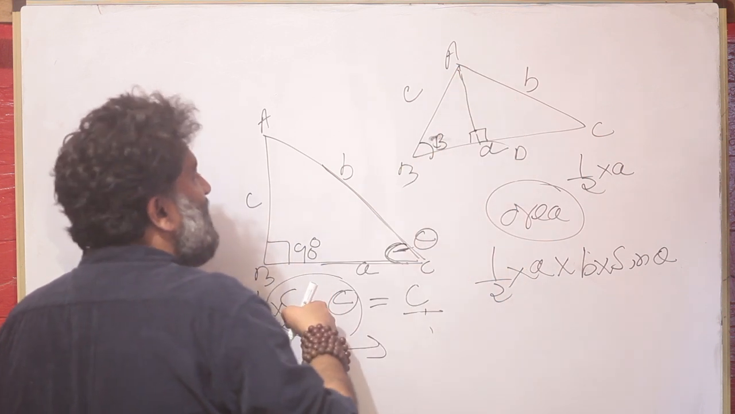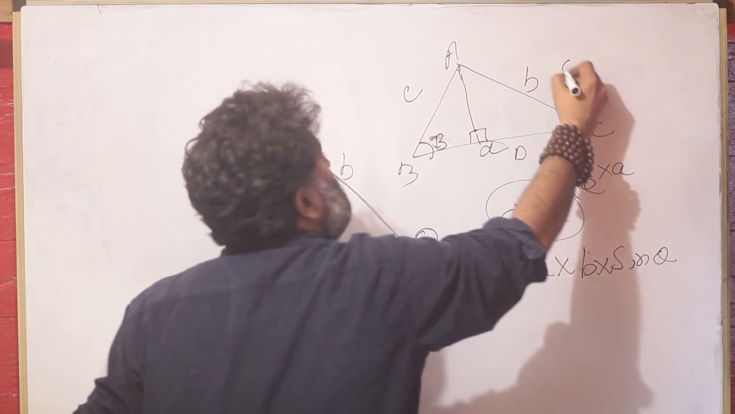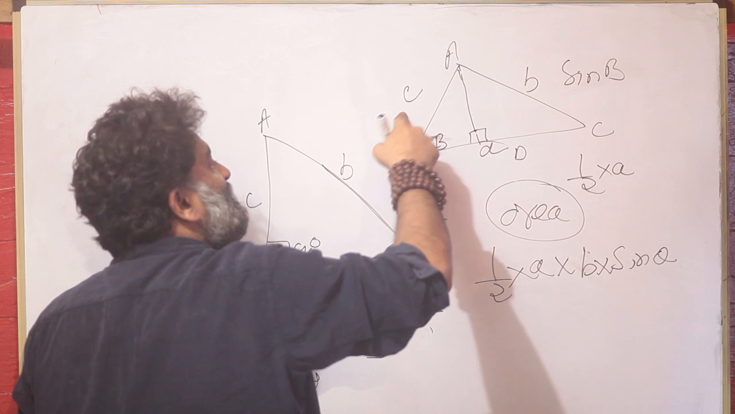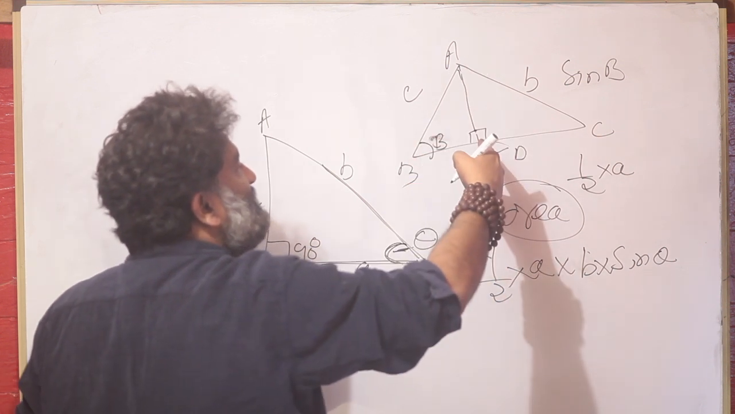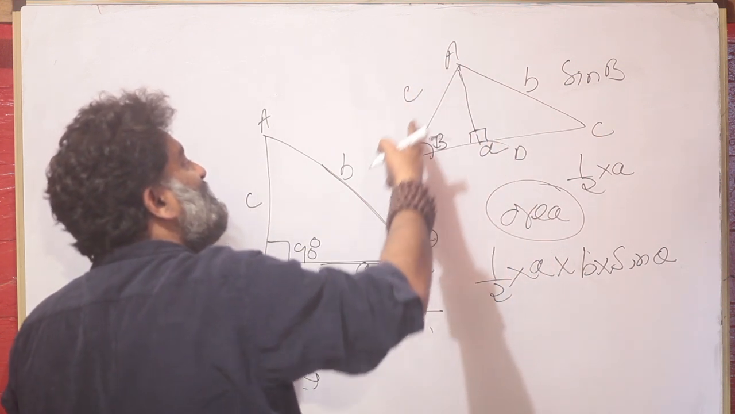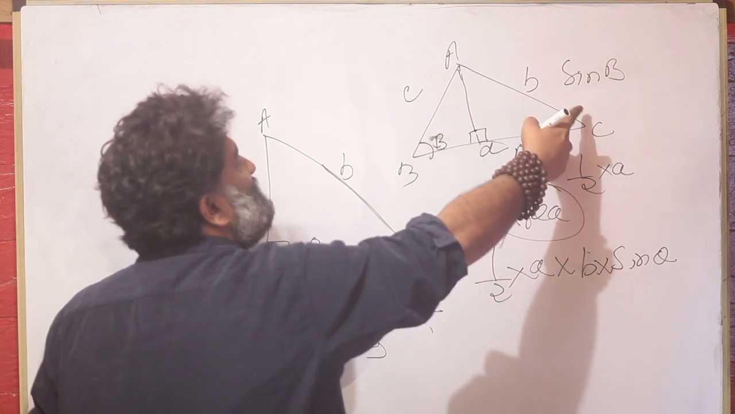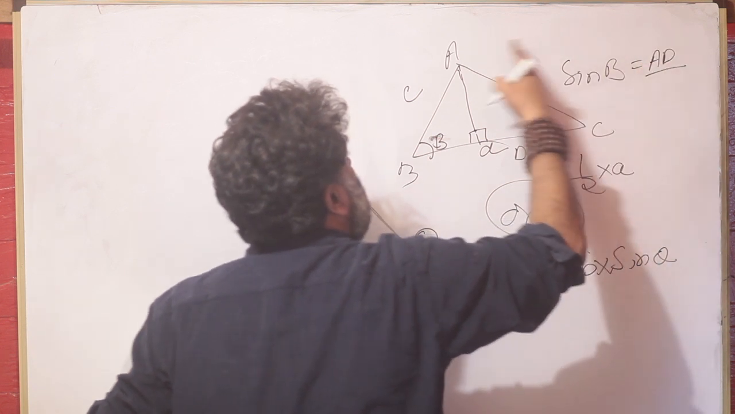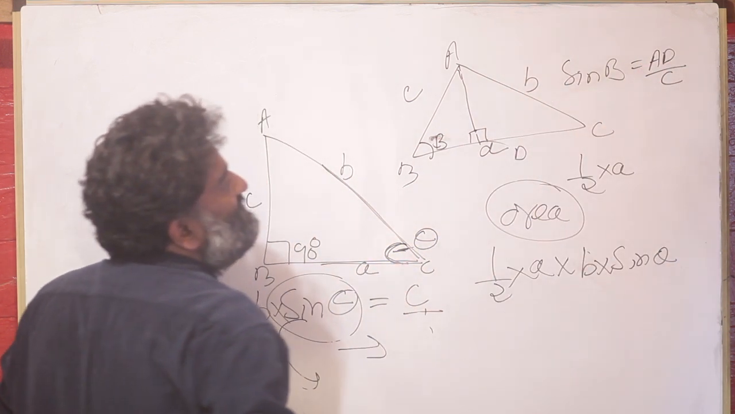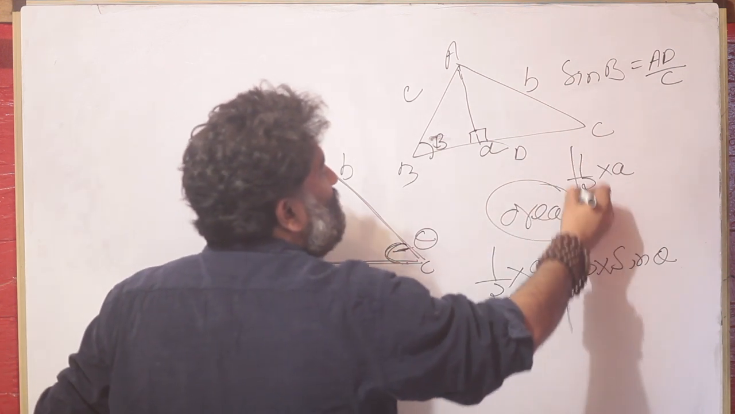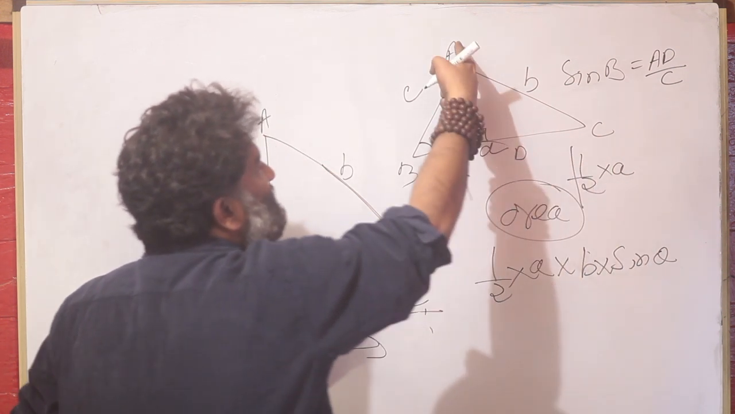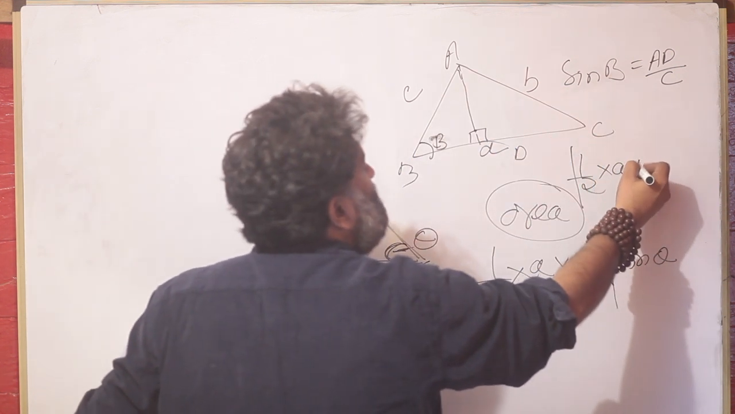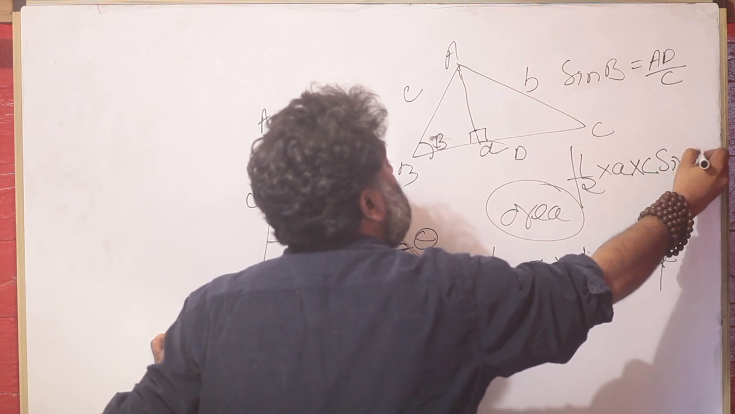So if I say what is sine B, you will say the side opposite divided by the longest side. The longest side is C in this case, the hypotenuse. So sine B is going to be AD upon C. For your area formula, you need AD, half base into height. Your height is AD, but AD can be rewritten as C sine B. So A into C sine B.